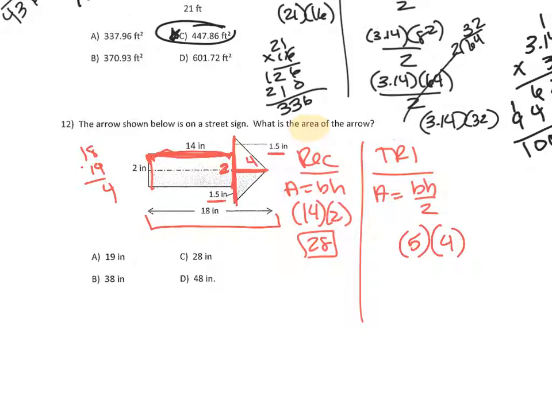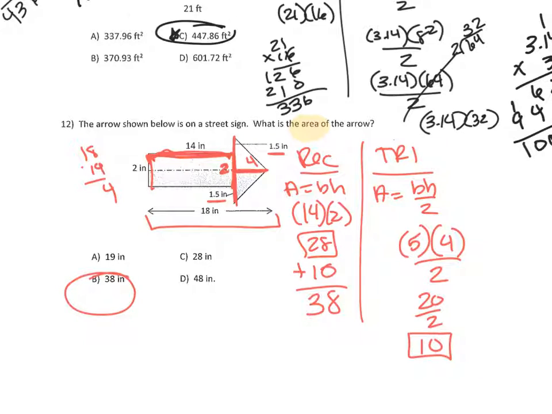So the height will be 4 divided by 2. So 20 divided by 2 would be 10. So I'm going to take 28 plus the area of the triangle, and that gives me 38.